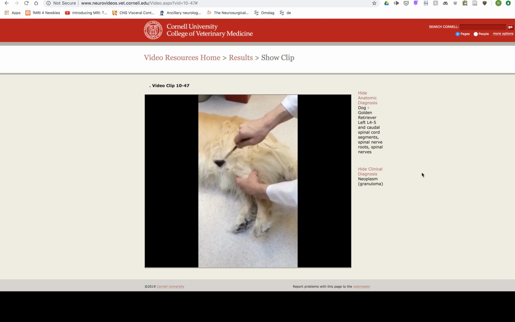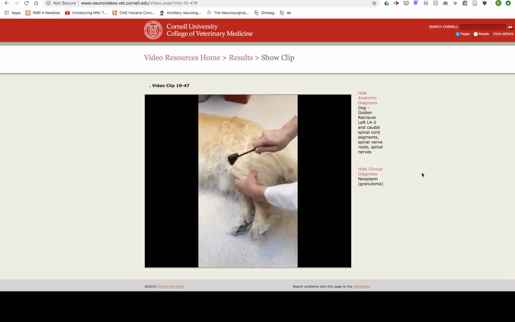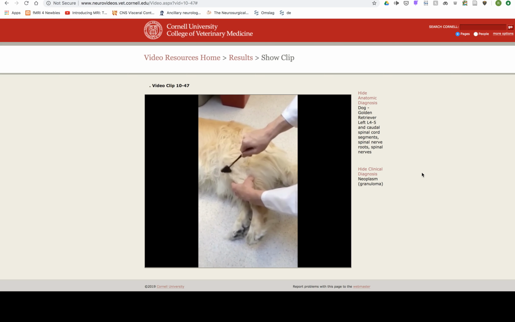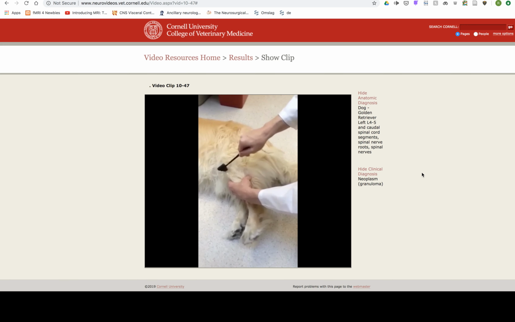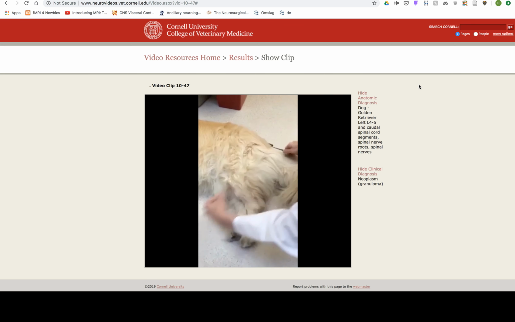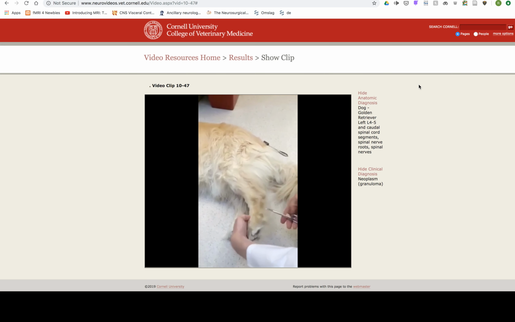Anatomic diagnosis: left L4, L5 spinal cord segments, spinal roots, spinal nerves or femoral nerve. Slight involvement of the left L6, S1 spinal cord segments, spinal roots, spinal nerves or the fibular nerve to explain the failure to extend the left pelvic limb digits, evidenced by standing on the dorsum of the paw. Left caudal spinal cord segments, spinal roots, or spinal nerves to explain the right side tail deviation.